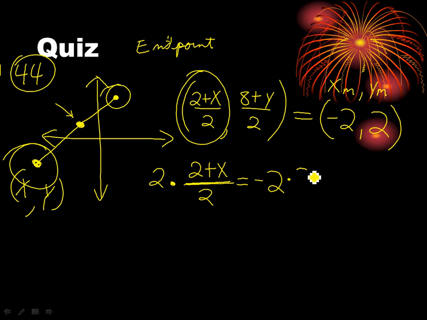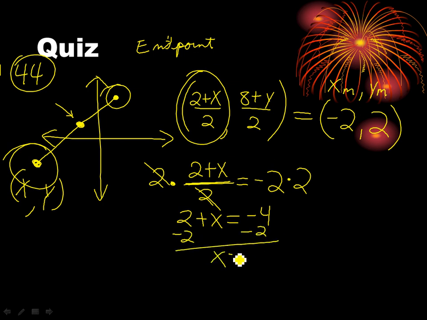Do the opposite. Multiply both sides by 2. Those cancel. 2 plus x equals 4 or negative 4. How do we get x by itself? Subtract 2. And x equals 6, or x equals negative 6. So what's the x coordinate of this point over here? Negative 6. Are we finished?